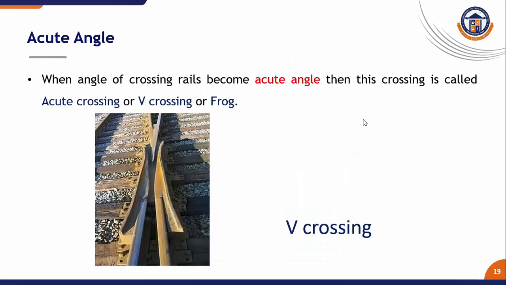Acute angle. When the angle of crossing rails becomes an acute angle, then this crossing is called the acute crossing or V crossing or frog. It is clearly shown in the figure. It is called a V crossing or frog. That acute angle is followed in the crossing.